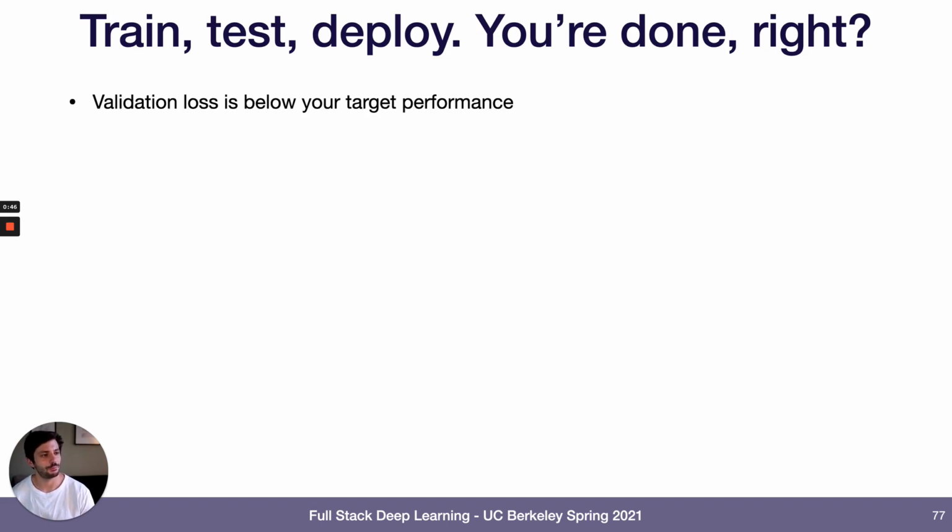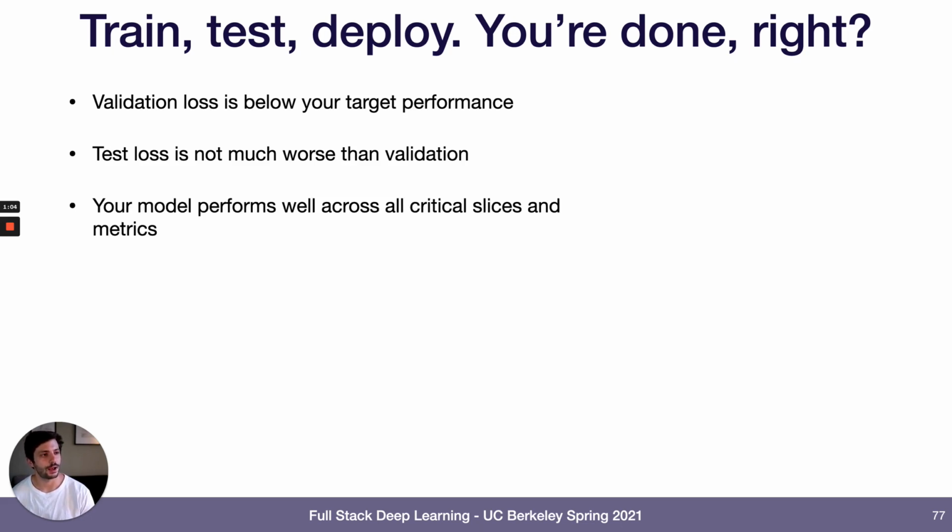For example, maybe the model that you trained wasn't good at all, like validation loss wasn't actually below your target performance, or maybe your test loss was actually worse than your validation because you overfit your validation. But as you start to get more into the process of building your model, you'll get to the point where you have a model that performs well, not only on your validation set, but also on all of the critical slices and metrics that you really care about. You'll have looked at the predictions qualitatively and they'll make sense.